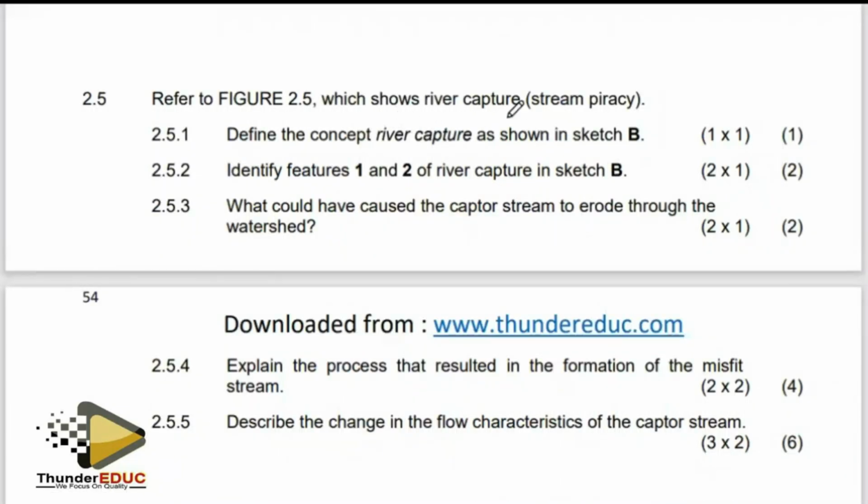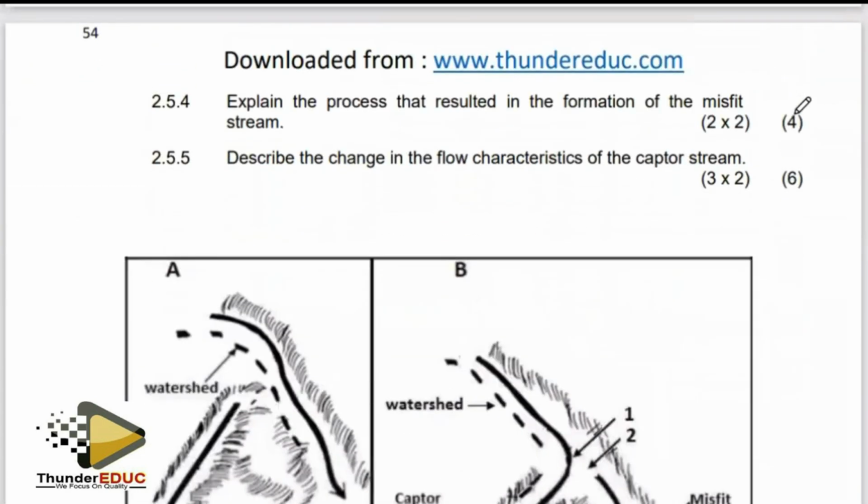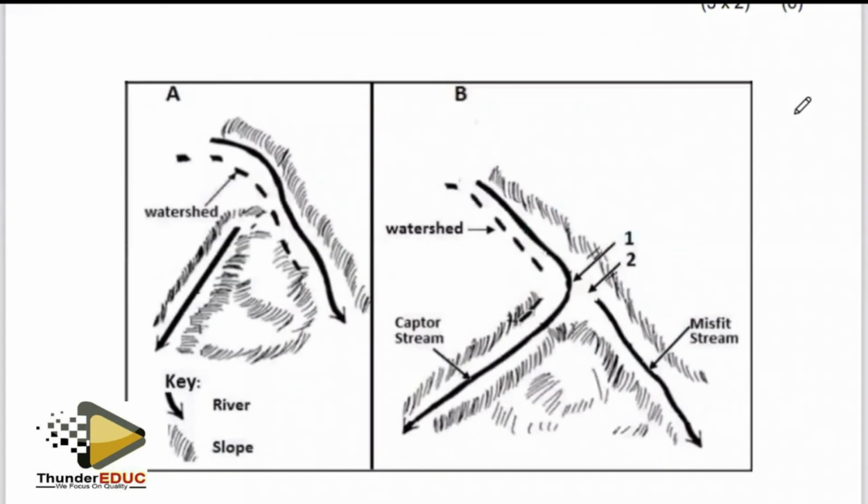So we're going to go to 2.5, which says, refer to figure 2.5, which shows a river capture or stream piracy. Define the concept river capture as shown in sketch B. So this is sketch B here. Before, you can see we have a watershed. There's this other stream flowing the one side, the other one flowing the other side, so there's a watershed in between them. So this is after capture. You can see this one was able now to steal the other river, and this one was left without the source.